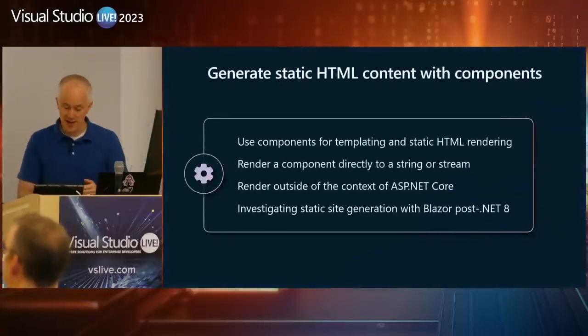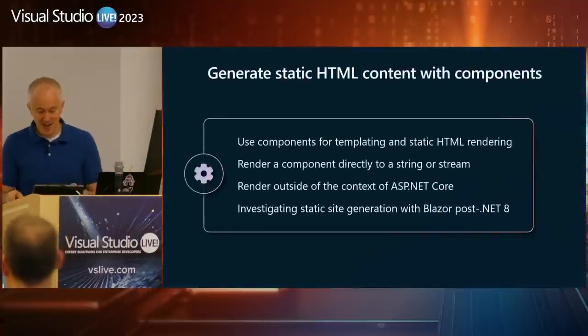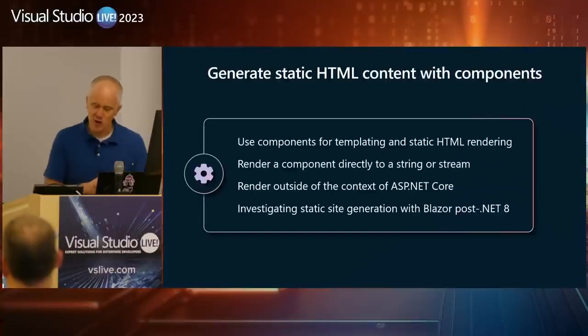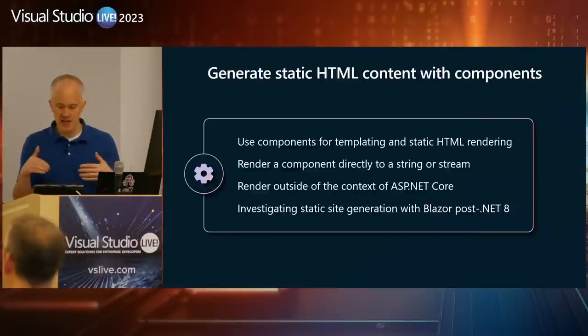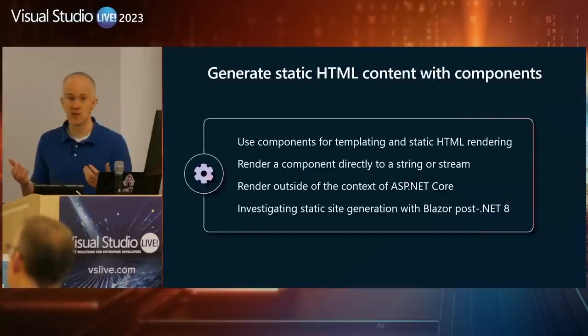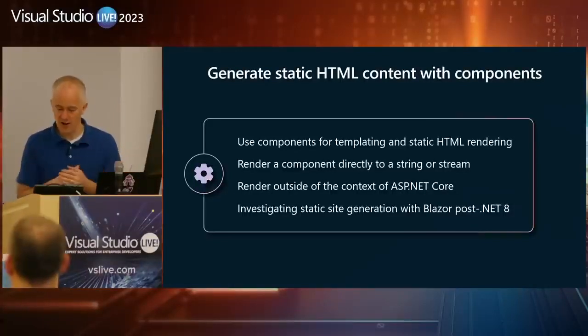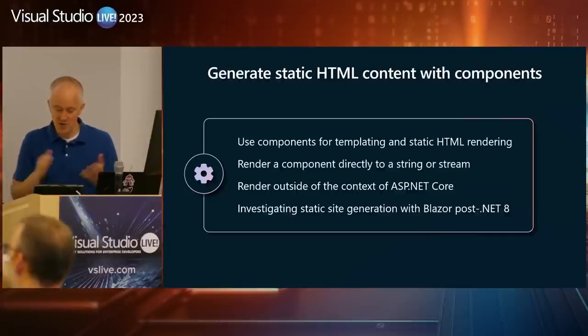Now, one of the happy side effects, or a convenient side effect, of the work that we have done to enable server-side rendering with Blazor is that you can now, in .NET 8, render Blazor components completely outside the context of an HTTP request and completely outside of the ASP.NET Core environment. You can take a Razor component and render it to HTML directly as a string or just as a stream, and then do whatever you want with it.